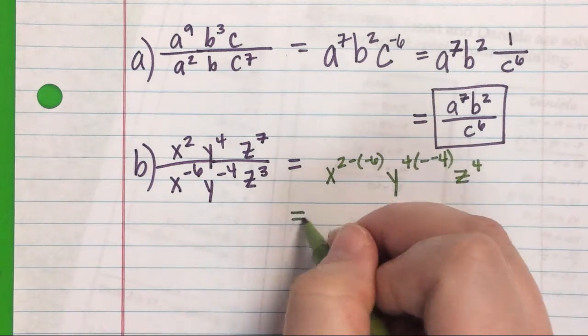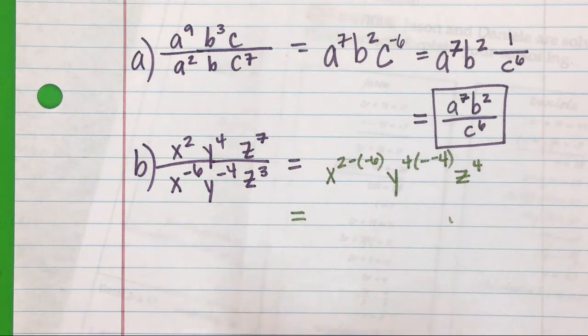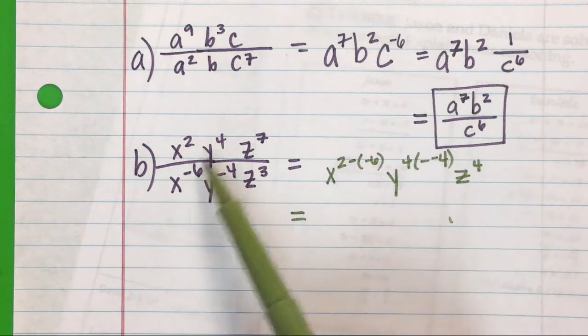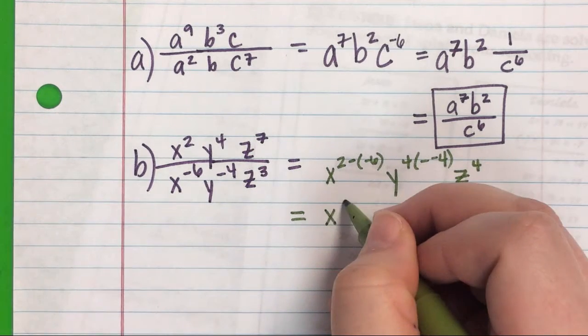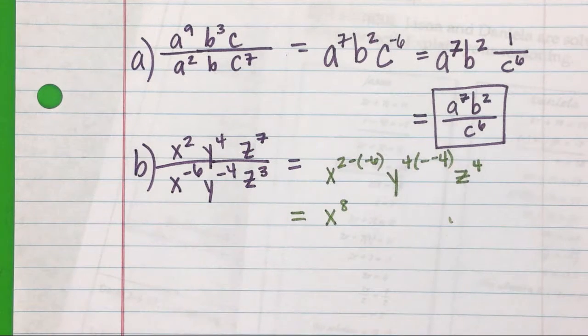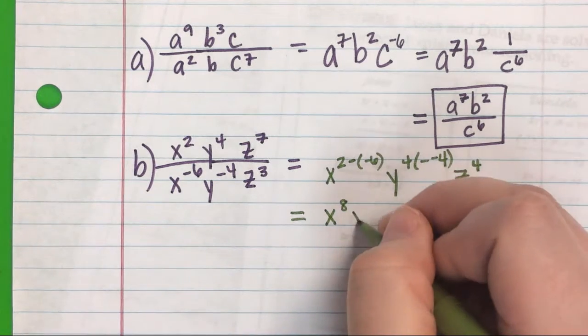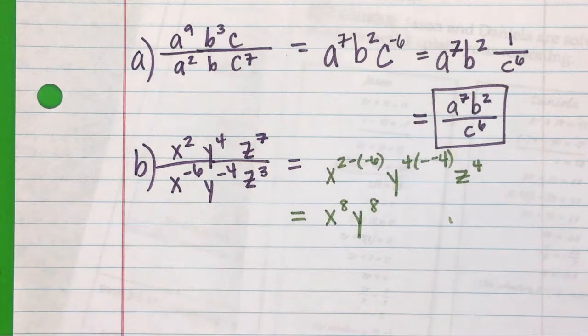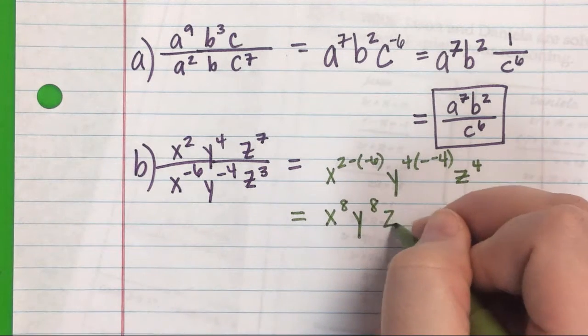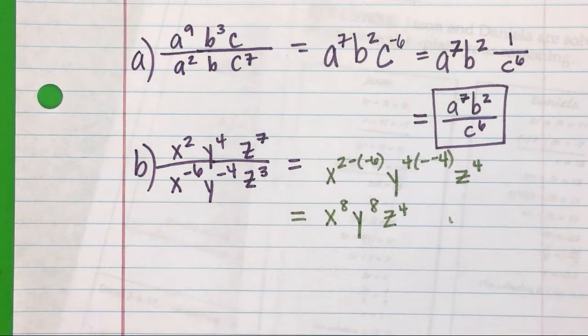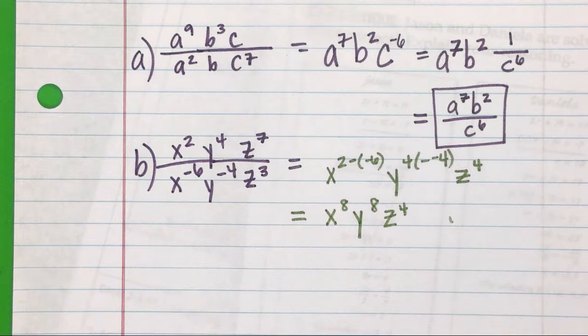When you subtract the exponents, so when I do 2 minus a negative 6, you know two negatives make a positive. So it ends up being 2 plus 6, so I get x to the 8th. 4 minus a negative 4 ends up being 4 plus 4, which is also 8. And then everyone had z to the 4th. Now that is the correct answer.